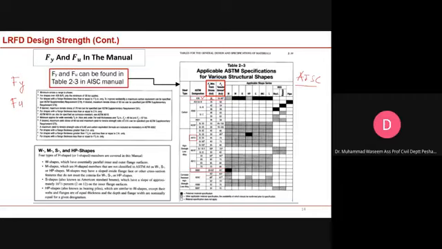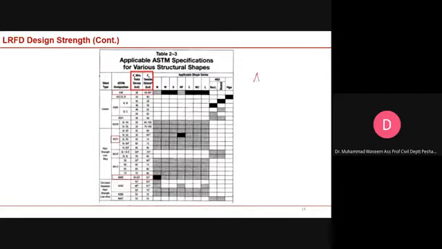Now this information you can find in the AISC manual. I will encourage you to open up that manual and look for these tables, in order to know the different steel materials and their properties. Okay.